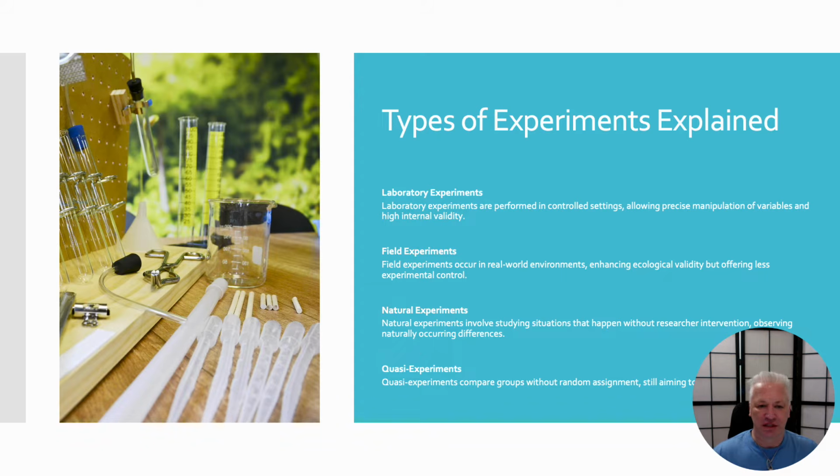The weakness is the lack of random allocation reduces internal validity. Confounding variables may explain results, and we cannot establish true cause and effect. So if a question asks you about cause and effect, lab experiments are strongest. If it asks you about real-life relevance, field or natural experiments are more appropriate.